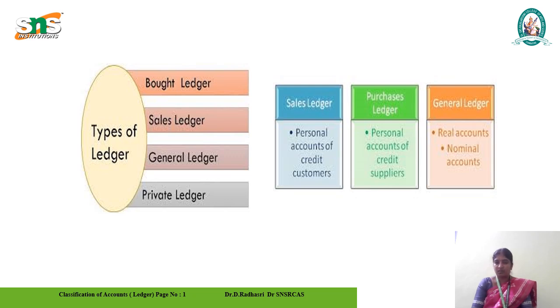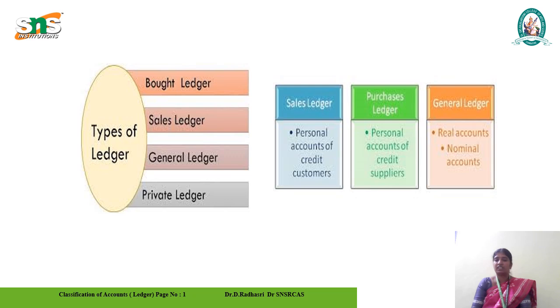The sales ledger means the personal accounts of the credit customers. The purchase ledger means the personal accounts of the credit suppliers. Who is the customer? When we are selling a product, those who purchase the product are known as customers. Who is the supplier? Some third person outside the business from whom we purchase, we can say, is the supplier of the business.